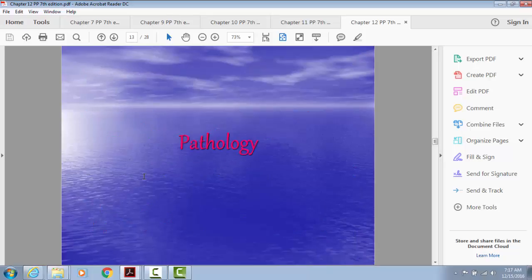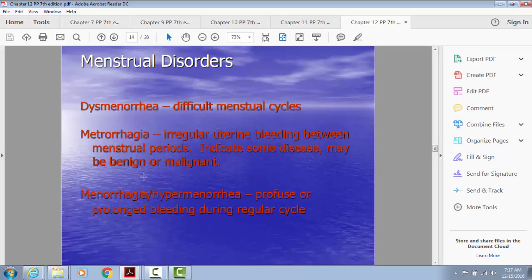Pathology that we see of the female reproductive system: menstrual disorders, dysmenorrhea. If you can break this down, rhea means discharge or flow, dys means difficult or painful, and meno means menses. So any difficult menstrual cycle.